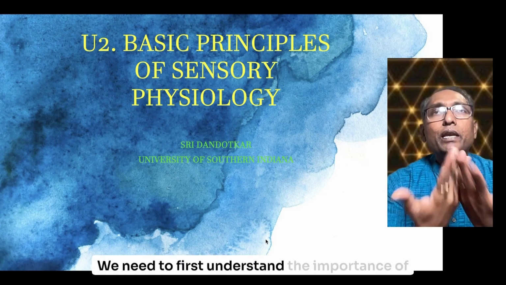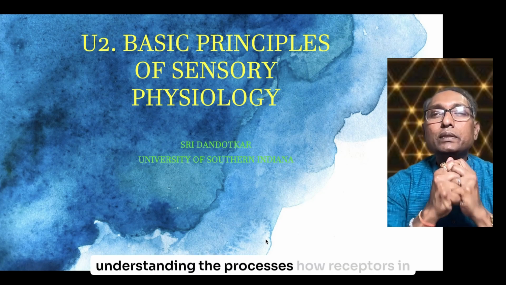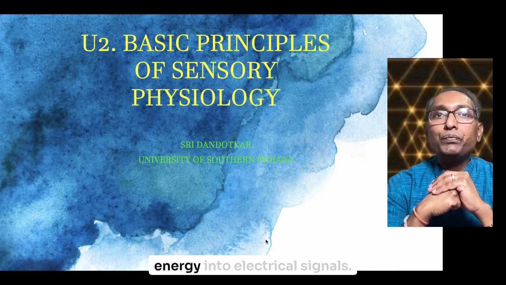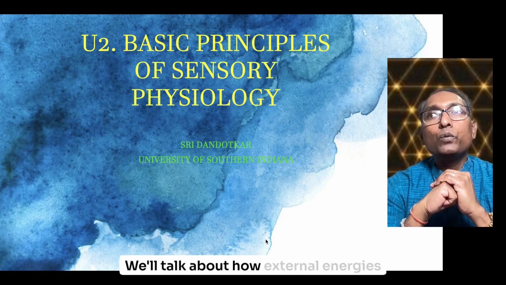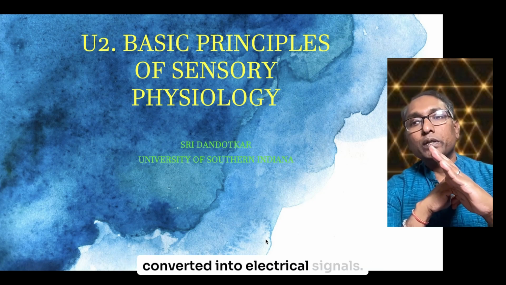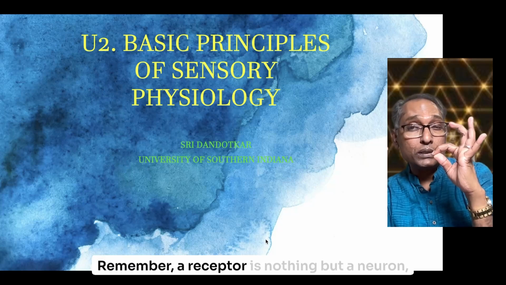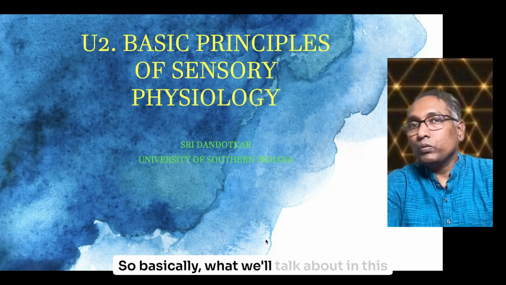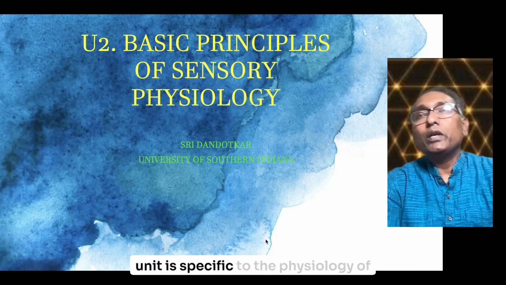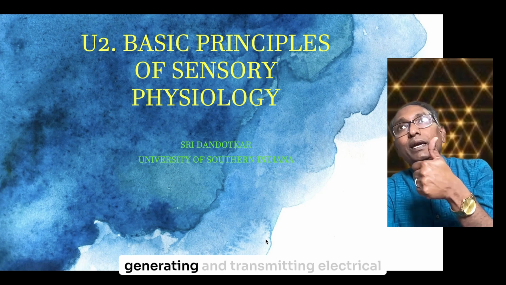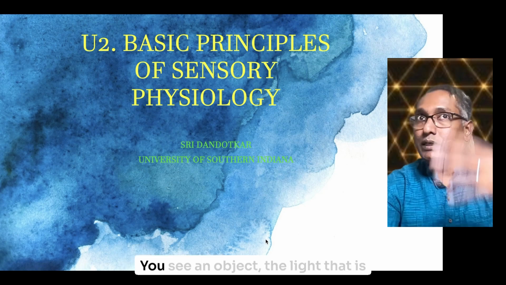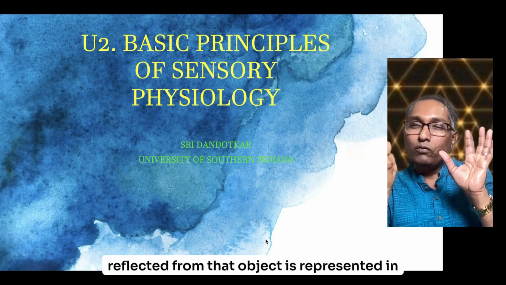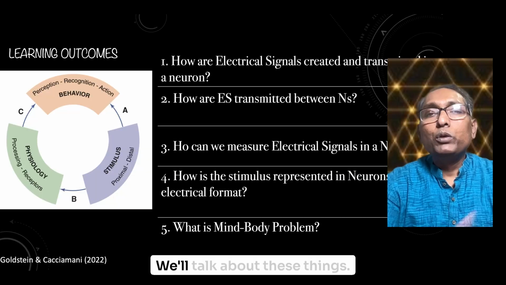We need to first understand how receptors in these sense organs convert external energy into electrical signals. Remember, a receptor is nothing but a specialized neuron. So what we'll talk about in this unit is specific to the physiology of generating and transmitting electrical signals. You see an object, and the light that is reflected from that object is represented in the form of electrical signals in the brain.